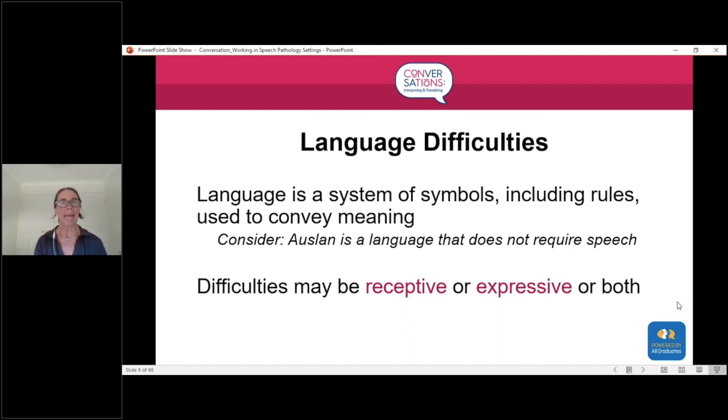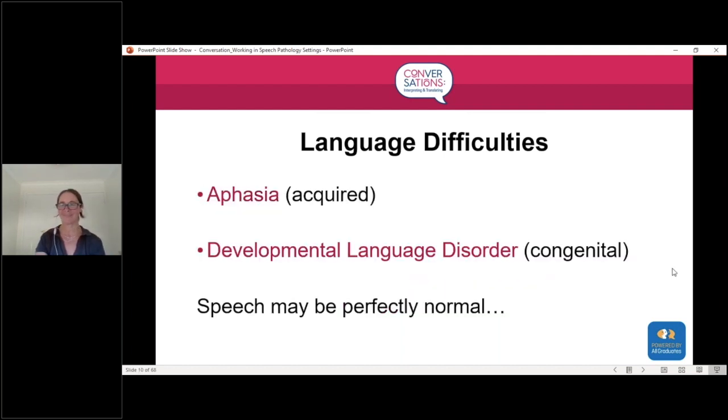When we talk about language difficulties, please be aware that speech pathologists tend to categorize language difficulties as either receptive or expressive. So receptive is language coming in, so your ability to understand words or your ability to read, and expressive language is your ability to talk or to write, okay?